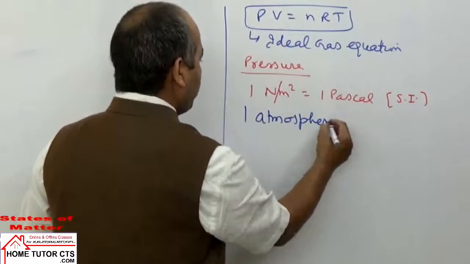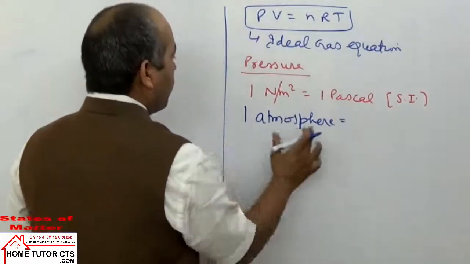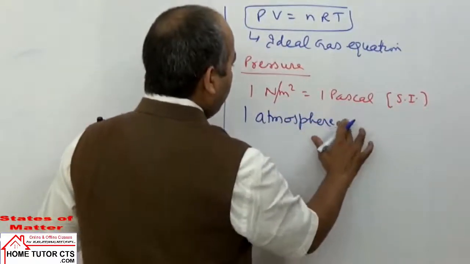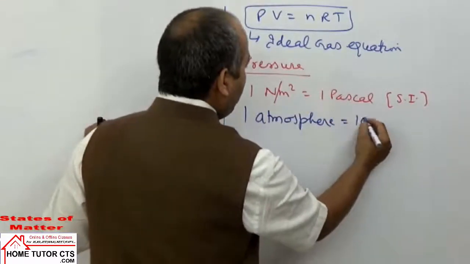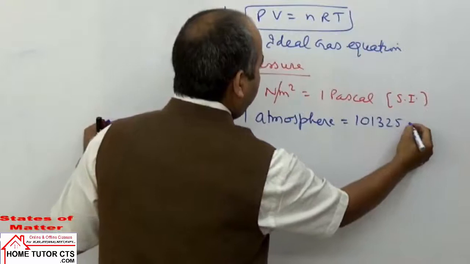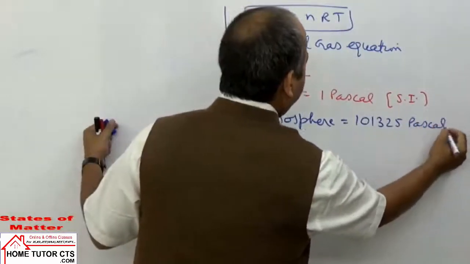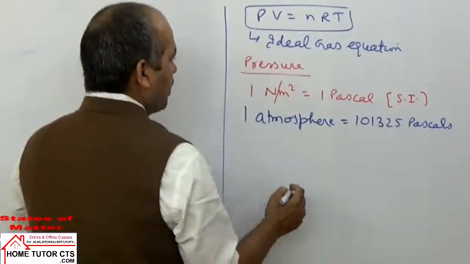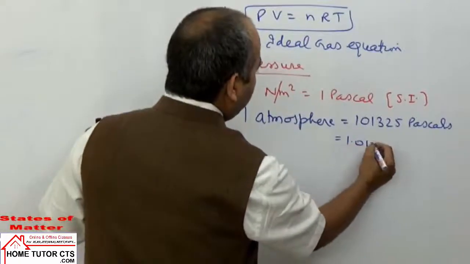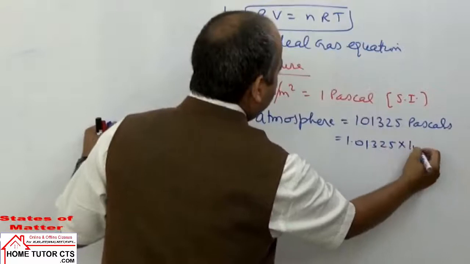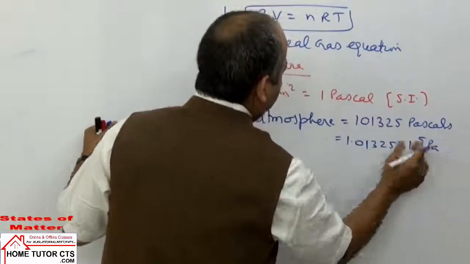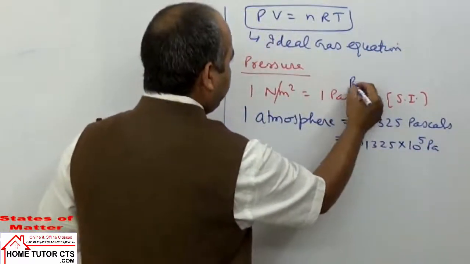Very common unit in questions is taken. 1 atmosphere is how much? It can be taken in relation with pascals: 101,325 pascals or Newton per meter square, or we can write 1.01325 into 10 to the power 5 pascals. In short we write pascals as Pa.